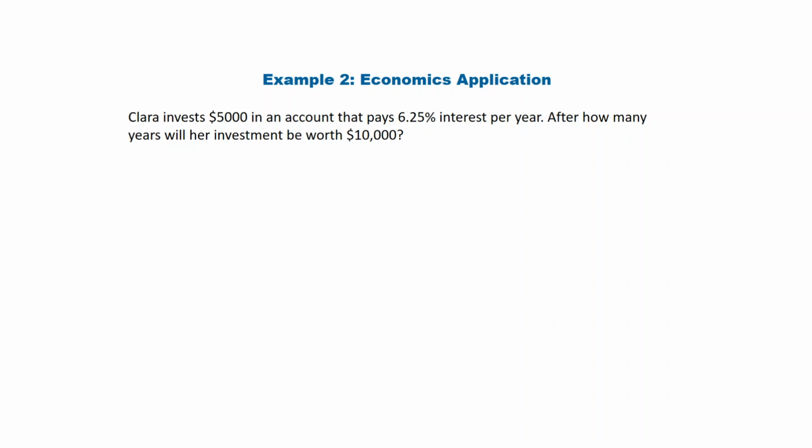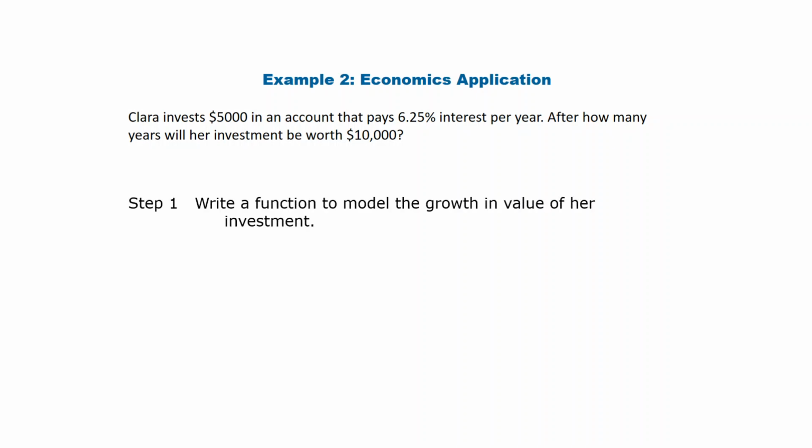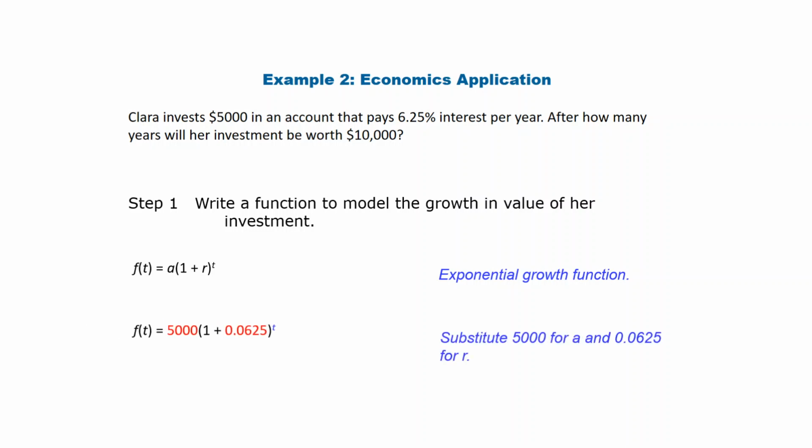This says Clara invests $5,000 in an account that pays 6.25% interest per year. After how many years will her investment be worth $10,000? So step one, you're going to write a function to model the growth in value of her investment. So here's our function: f of t equals a(1 plus r) to the t power. This is the exponential growth function, and we're using the growth function because we want her money to grow from 5,000 to 10,000. All right, so now we need to substitute.